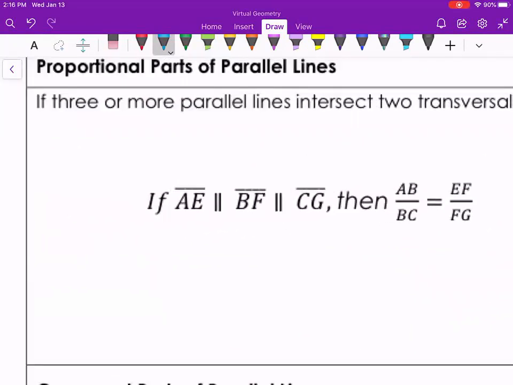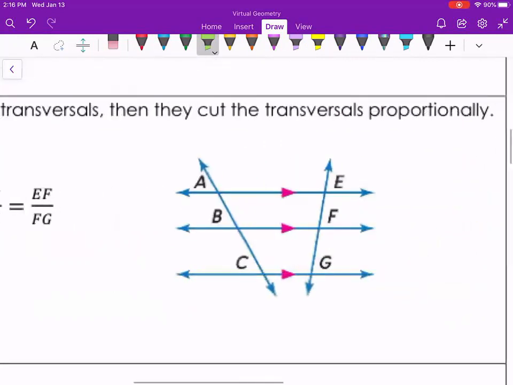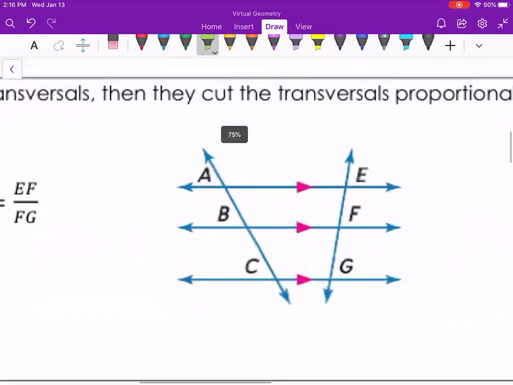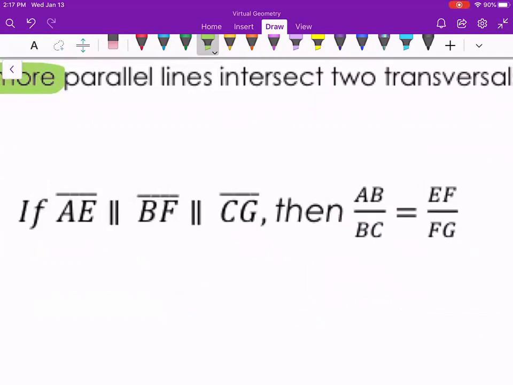Now, sometimes when you have proportional parts in parallel lines, you may not necessarily get a triangle. So this time it says if 3 or more parallel lines intersect two transversals, then they cut those transversals proportionally, meaning they make proportional pieces all the way around. So let's see what we get. So right now it says if segment AE is parallel to segment BF and is parallel to segment CG, then we can make this proportion.